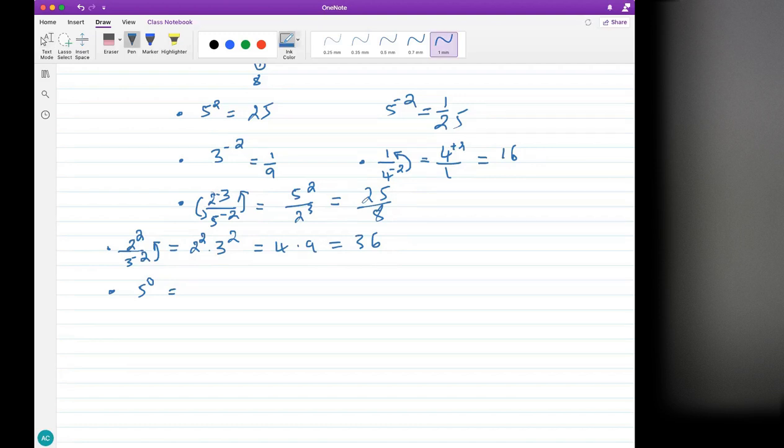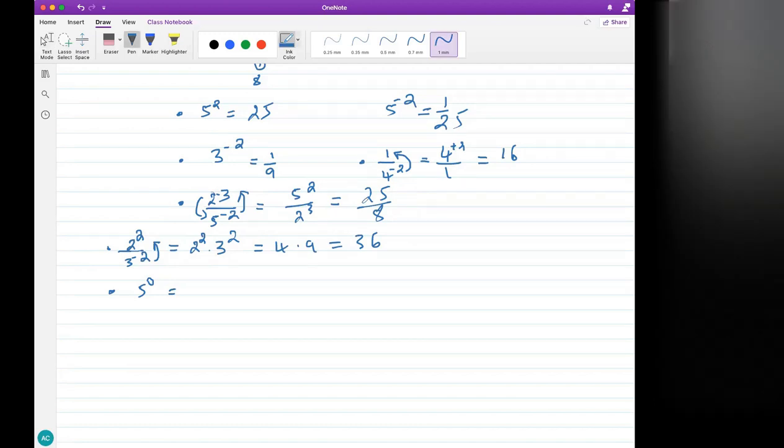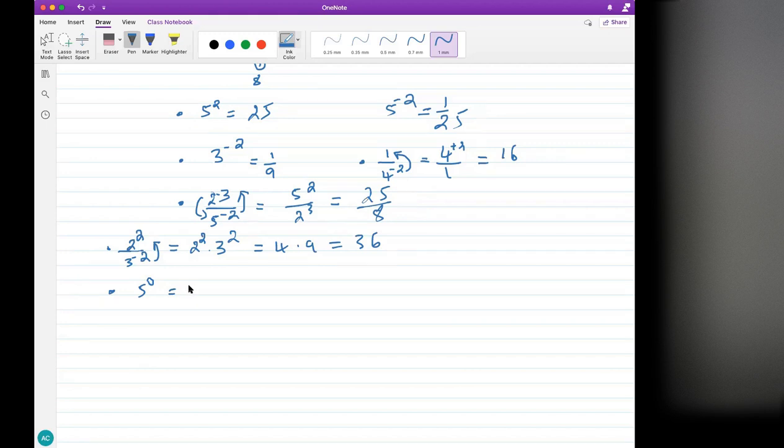5? No, equal to 1. I think 5 to the power 0 is 1. Isn't it every power that it's raised to the 0 equals 1? Any real number, yeah. So 1 times 5 is 5. Any real number to the power 0 is 1.